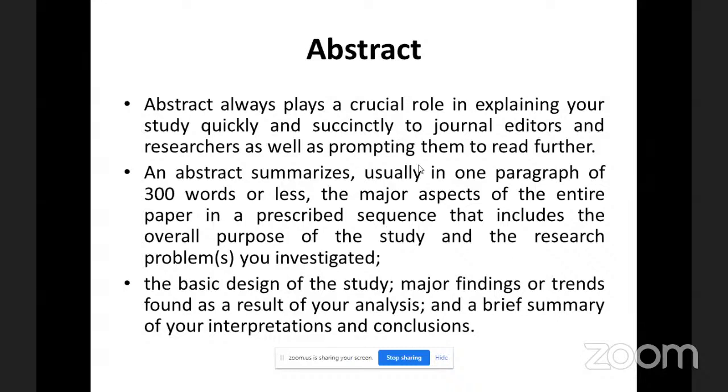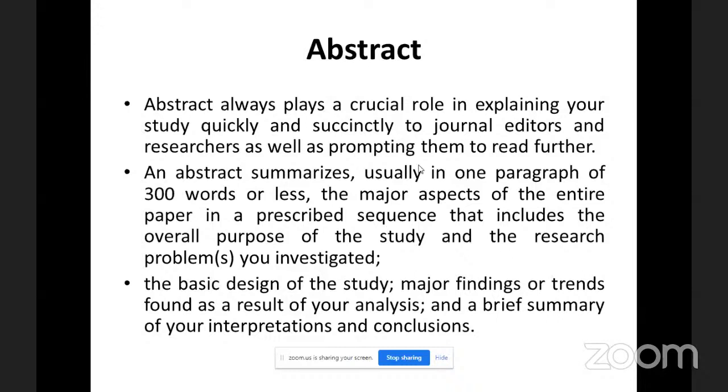2 to 3 lines after that related to the method which you utilize. You can write 1 line related to the system. If you utilize any specific system, you can write 1 line about it, and then the results which you obtained and how your results are superior to the existing method. These 3 things will be there, and it will give you the abstract. Generally an abstract will be between 200 to 300 words.